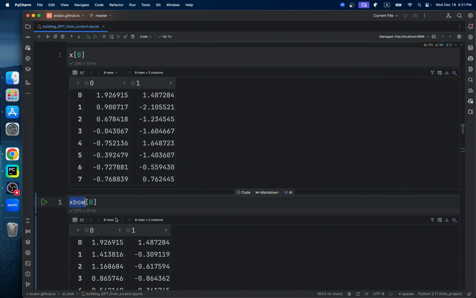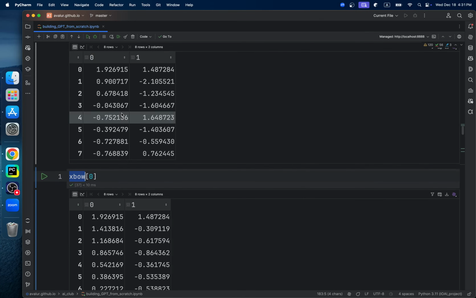So we are simply averaging the components from the first, not to the last, but we average prefixes of this tensor. So you see the first vector is not changing. This is 1.9, 1.4, and these are the same numbers. But then the second vector is different. So you see here 0.9 and minus 2.1.